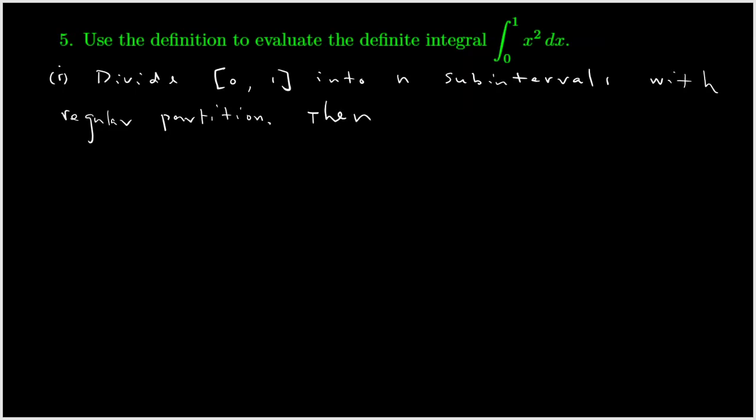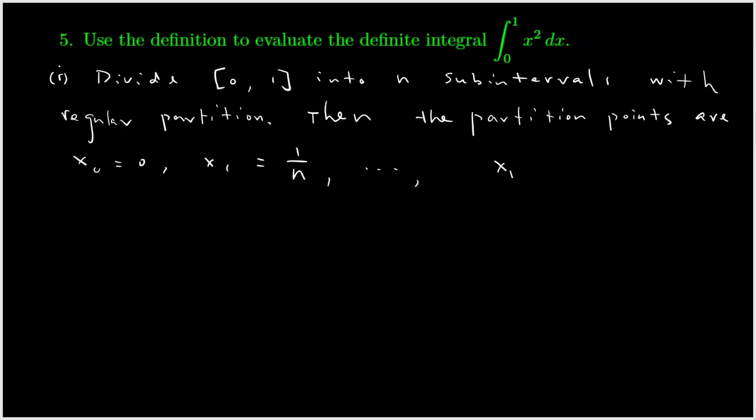Then identify the partition points and the width of the subintervals. The partition points are x0 equals 0, right? And x1 equals 1 over n. And also dot dot dot. Of course, there are many partition points. I will give you the second last one and the last one.